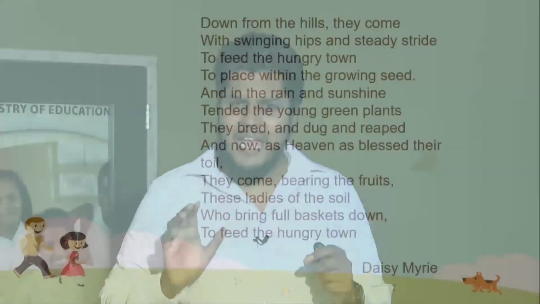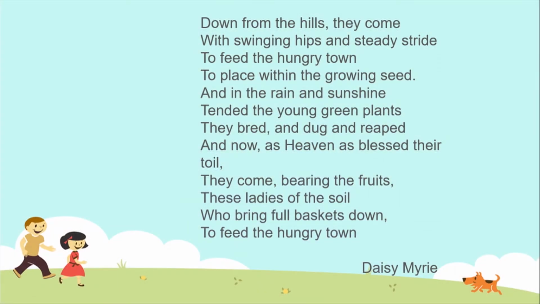Because the first word in the poem was down. From the hills they come, with swinging hips and steady stride. If they have a steady stride, what does that say about them? Are they walking down that hill slouched? Are they sad? Or are they walking down that hill and their hips are swinging and their stride is steady, so it says something about pride?